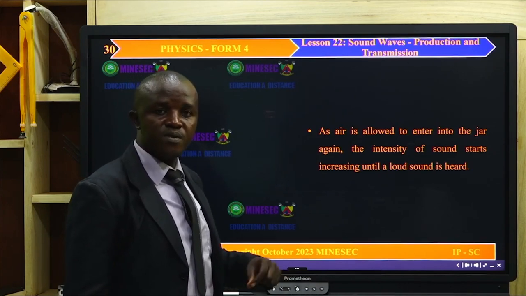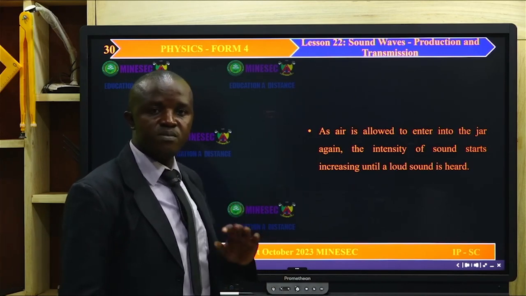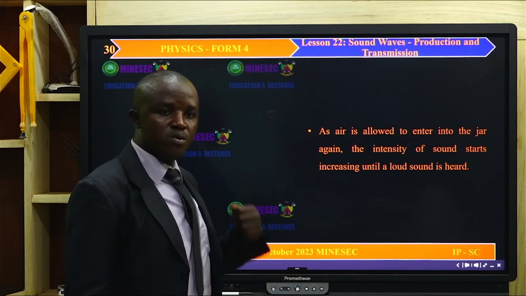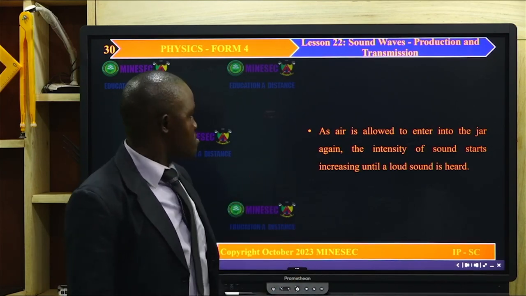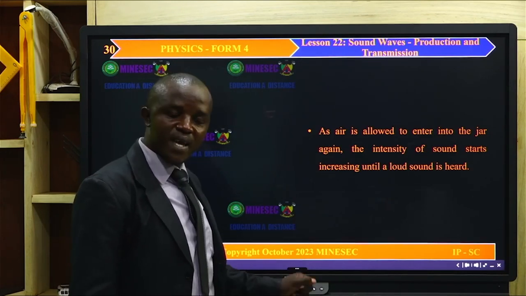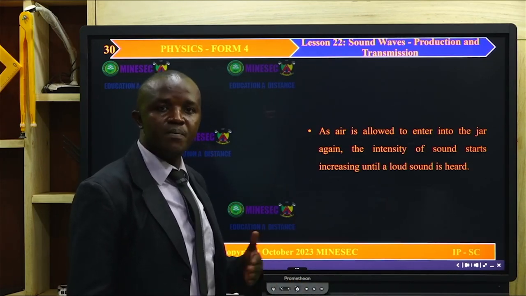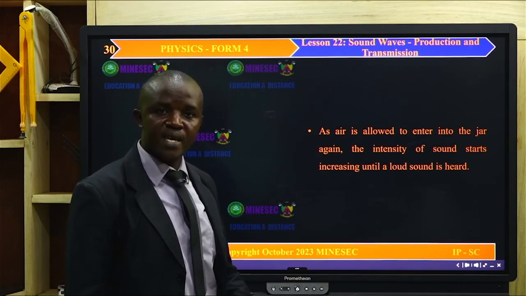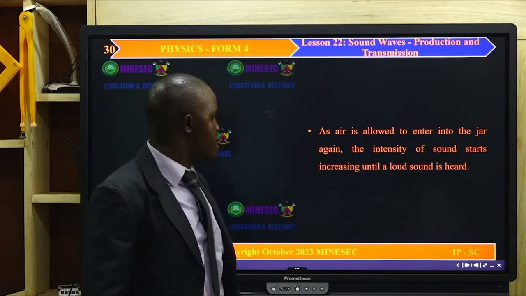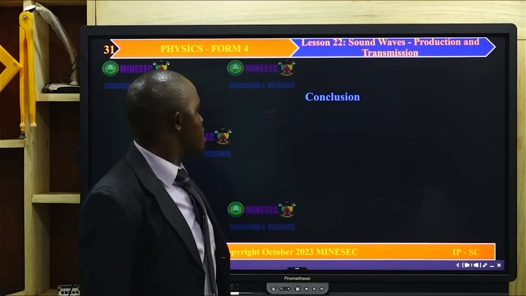If the switch remains closed, you still see the hammer striking, and then we let air back into the bell jar. As the air is coming in, the intensity of the sound will keep increasing until it gets to maximum intensity. And what does that tell us?